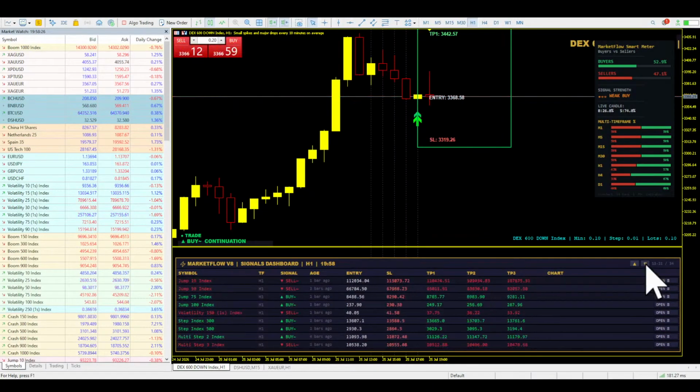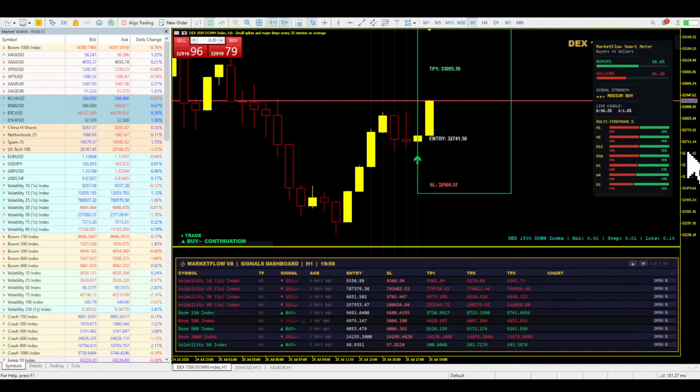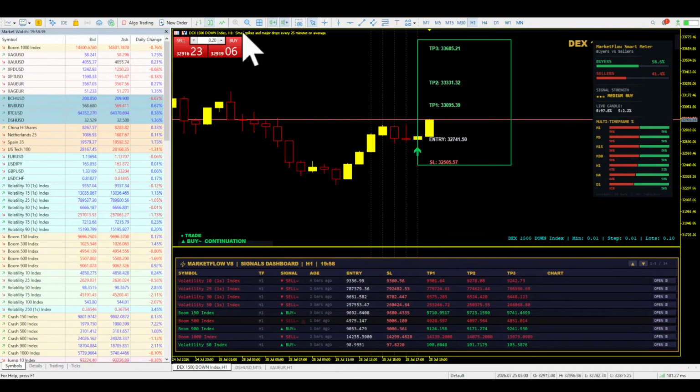Okay, not enough power for me right now. Let's look at DEX 1500. Okay, this one is good as well. We could take this one. Minimum lot size is 0.01. I'm jumping in on this one. Putting my stop, going for TP3.